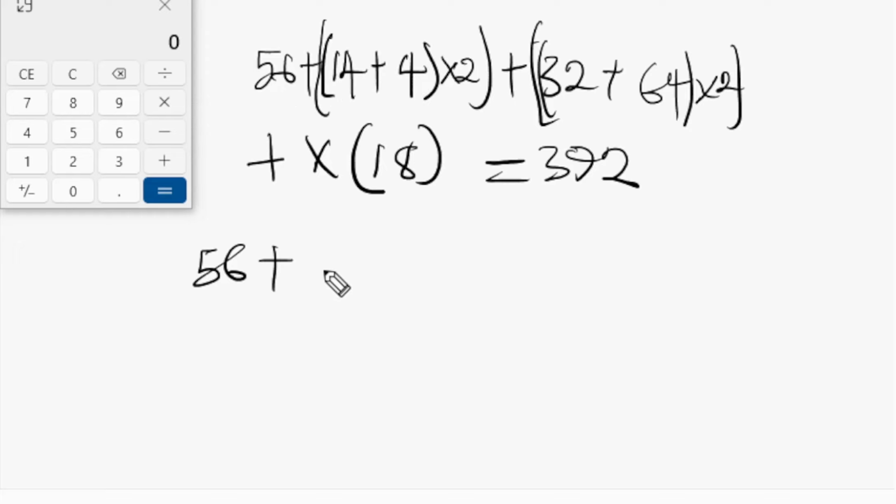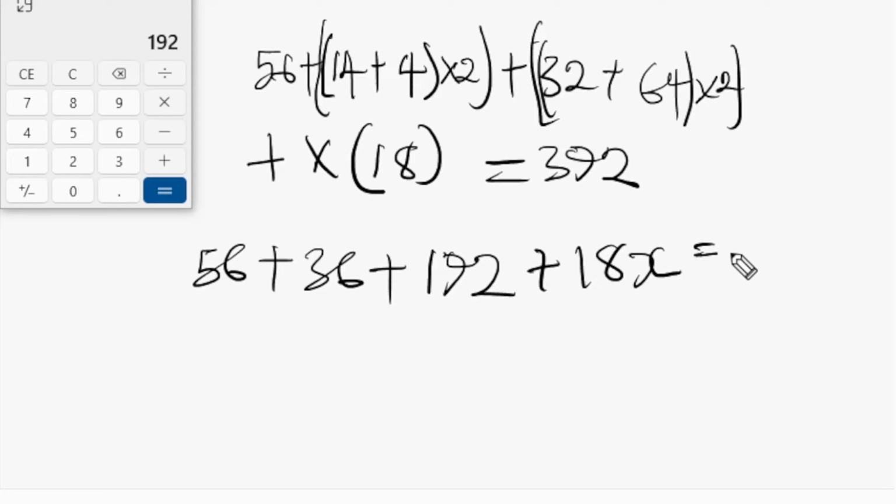Then 18 times 2, 18 times 2 is 36. So 36 plus 32 plus 64 is 32 plus 64 is 96. Then 96 times 2 is 192. 18 times X is 18x. So this will be equal to 392, which is the molar mass.